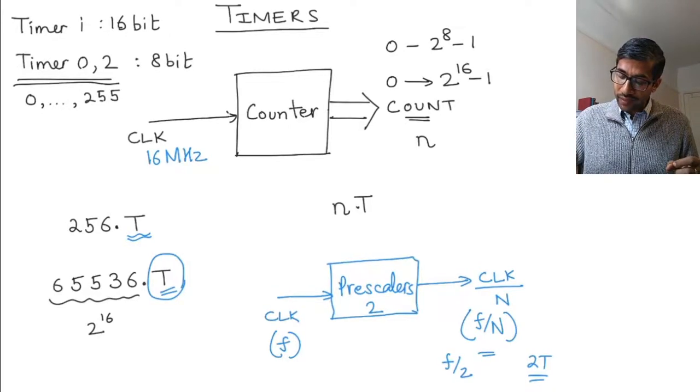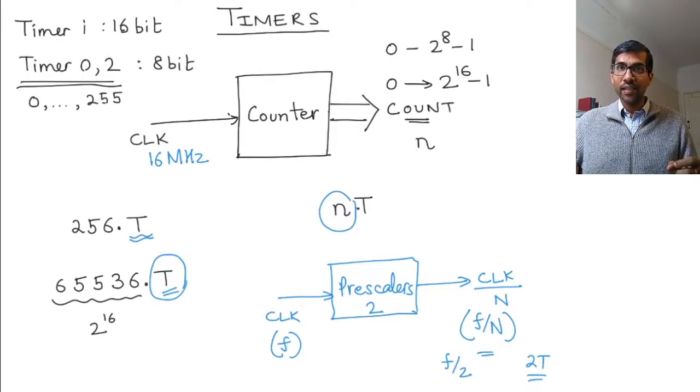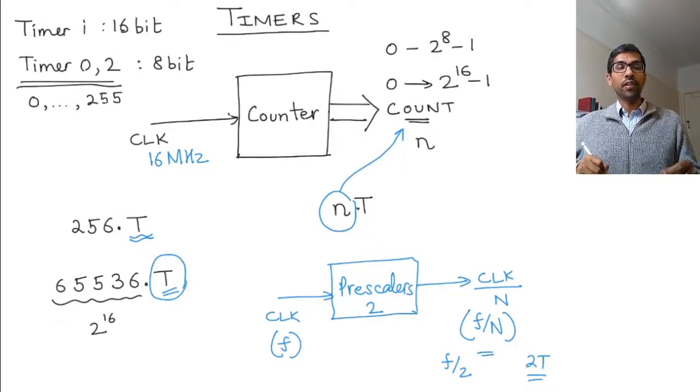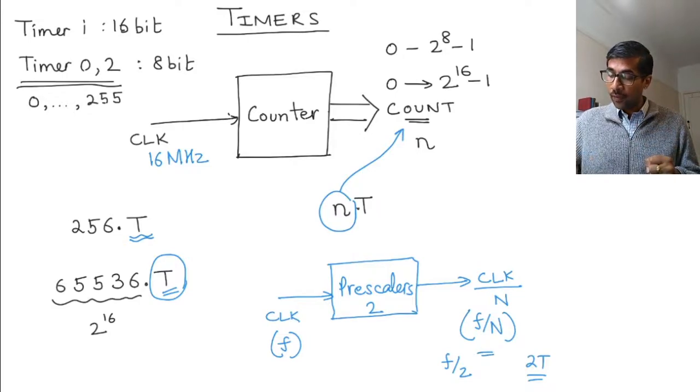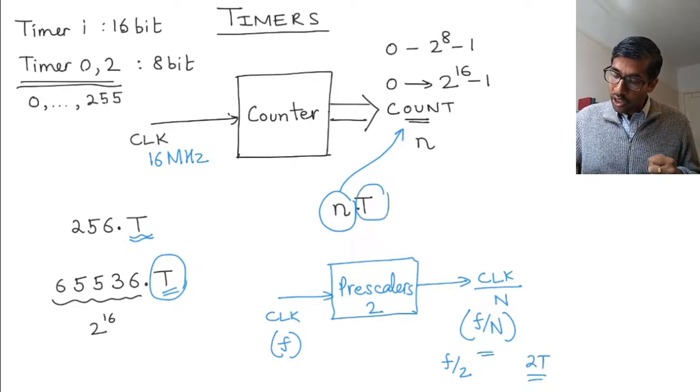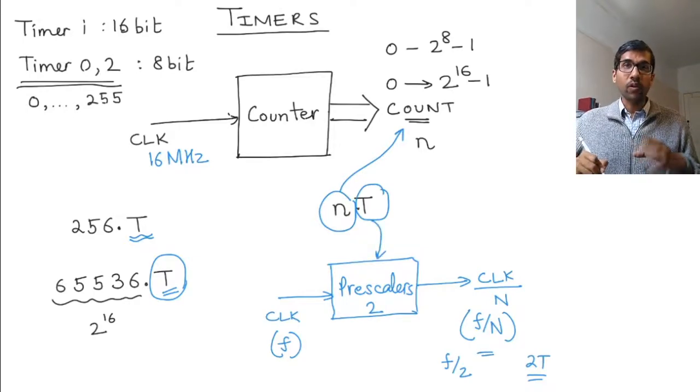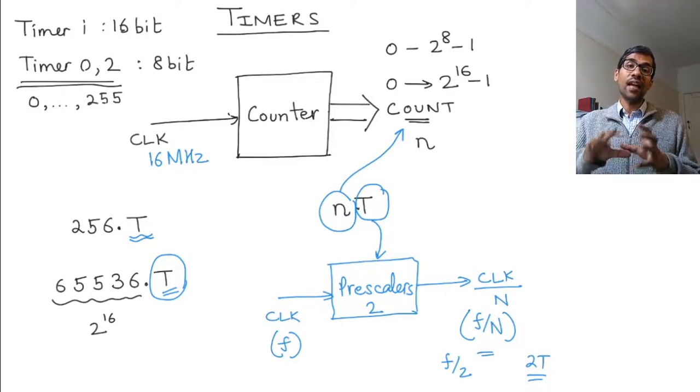One is this n, and this n is basically given by the count of our counter, and we can read it off the counter. We'll look at how we can do that. And then we will be able to change the T by looking at or changing the settings of our prescalers. In the next video, we'll look at timer 1 specifically and see how we can actually program these changes.